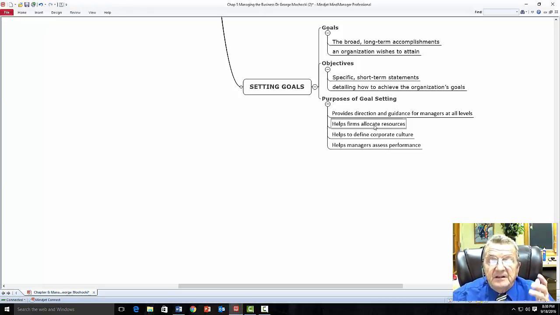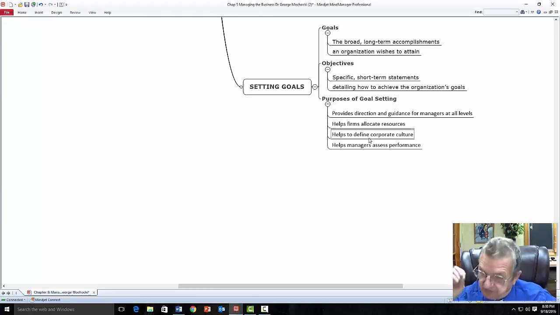Okay, so goal setting also helps to allocate resources. We talked about that from economics. It helps define the culture. What are you rewarding? If you're rewarding just for sales, I think Wells Fargo Bank just had many sales.